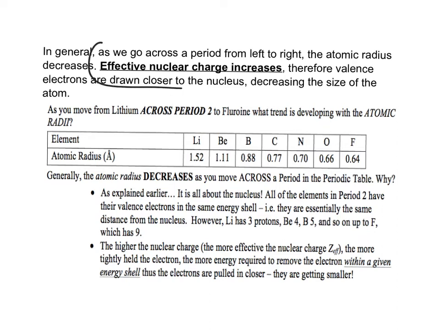This is the key phrase on the AP. So to review, as you go down the table, it's shielding. As you go across the table, it's effective nuclear charge. You cannot use those interchangeably. If you use effective nuclear charge when you're going up and down the table, that's incorrect. If you talk about changes in shielding as you go across, that is incorrect. You've got to use the correct terminology in the correct situation.